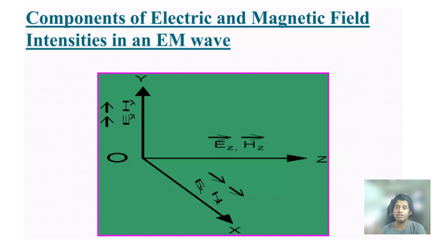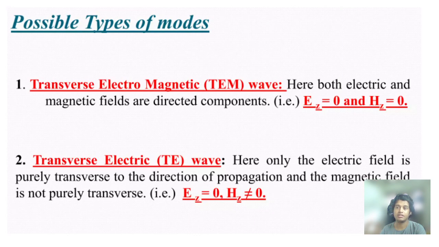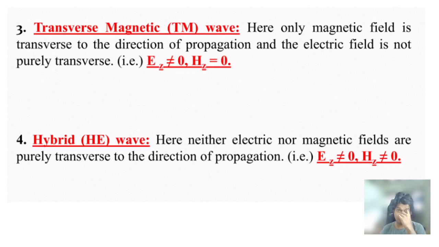And the components of electric and magnetic field intensity in a waveguide, as you can see from the diagram here, give the possible types of mode. Transverse electromagnetic wave, TEM: here both the electric and magnetic field components in the direction of propagation are zero. Transverse electric wave, TE: here only the electric field is purely transverse to the direction of propagation, and the magnetic field is not purely transverse. Ez equals 0 and Hz not equal to 0. Transverse magnetic wave, TM: here only the magnetic field is transverse to the direction of propagation, and the electric field is not purely transverse. Ez not equal to 0 and Hz equal to 0.